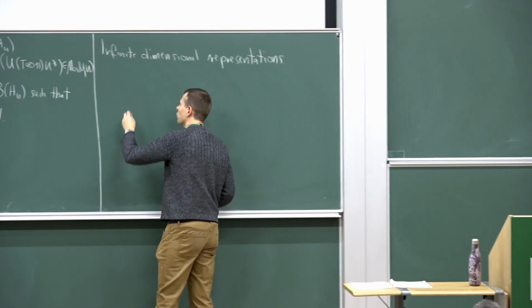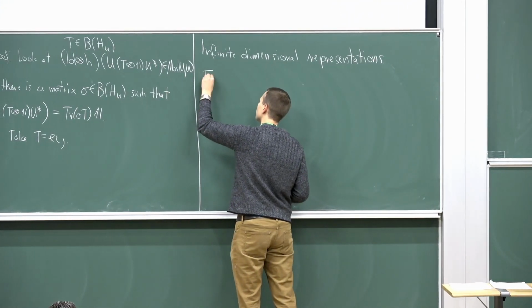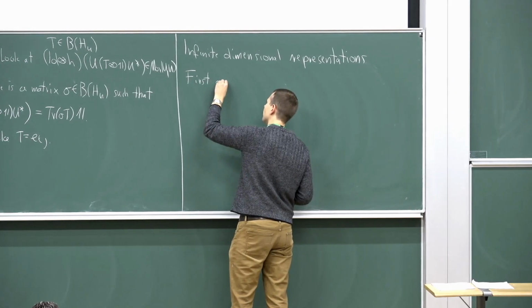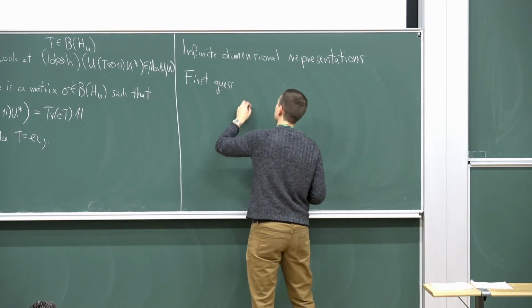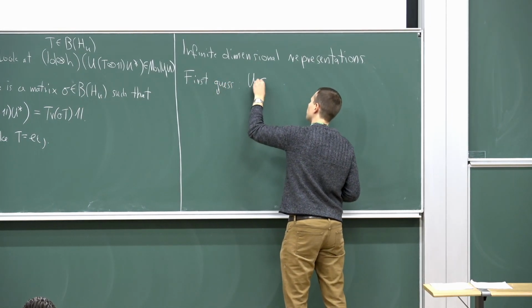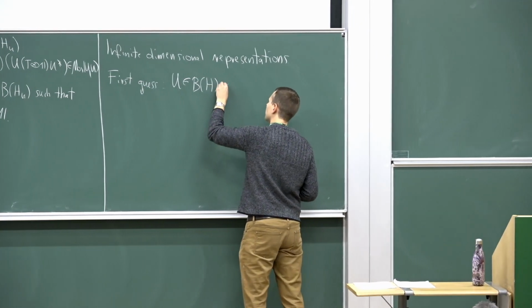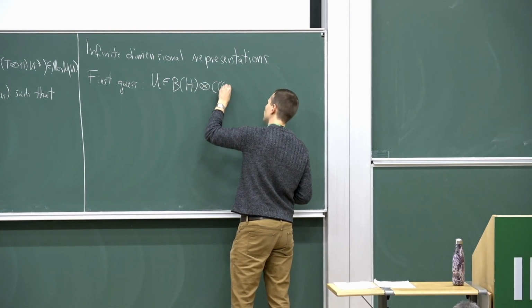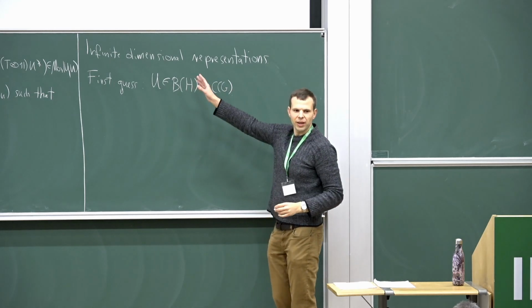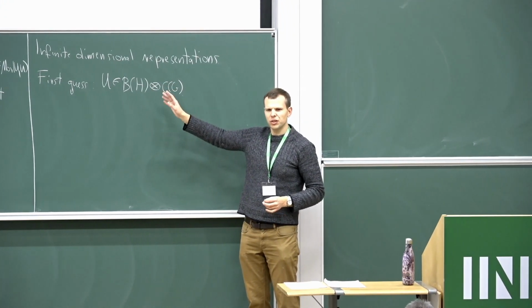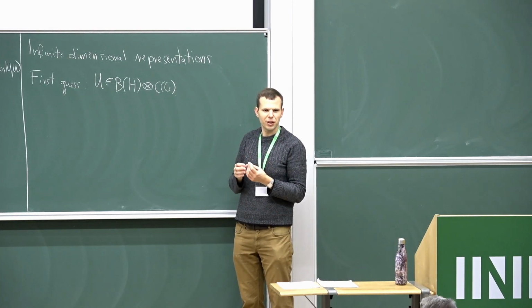Okay, so what would be our first guess? The first guess for the definition is that we don't change anything, right? That we take U in the tensor product of B(H) with C(G), or we just allow H to be infinite dimensional.